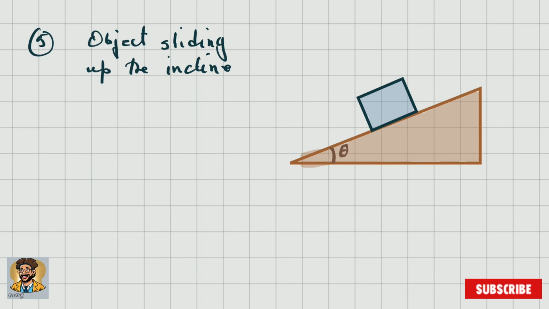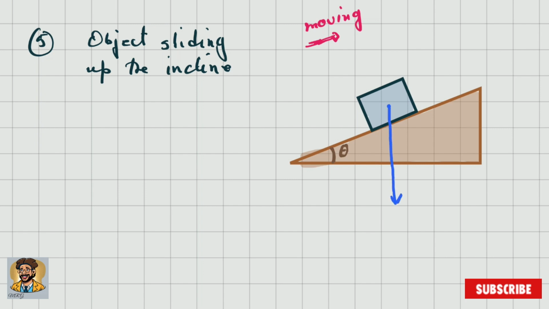So what is the situation here? It's the same as before. The only difference is that this object is moving in that direction, and we must have that in mind because that will change the direction of the frictional force. I'm doing this one because I've seen a lot of problems.